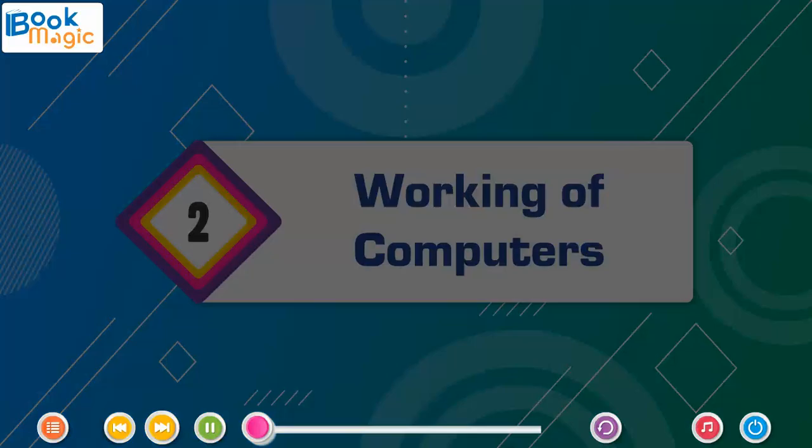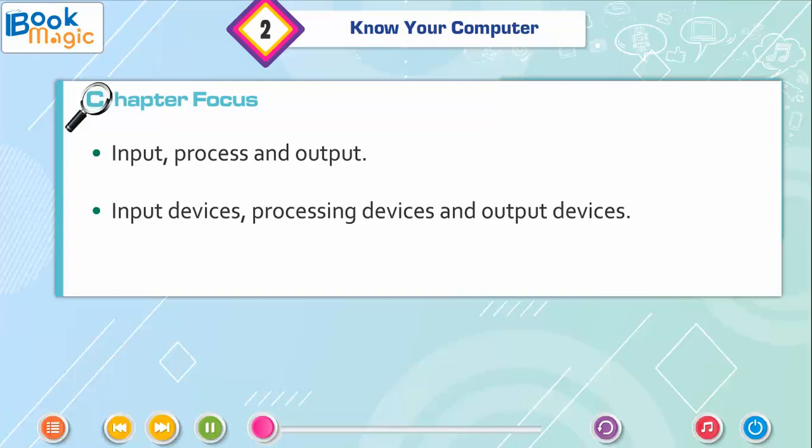Chapter 2. Working of Computers. This chapter focuses on input, process and output, input devices, processing devices, and output devices.